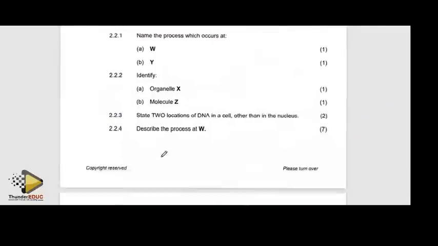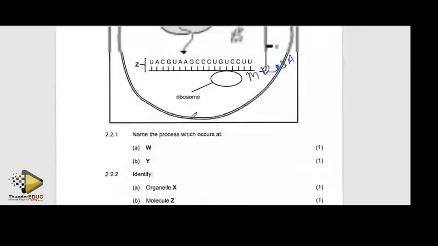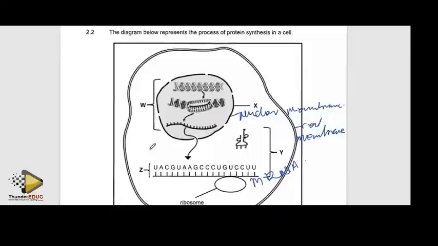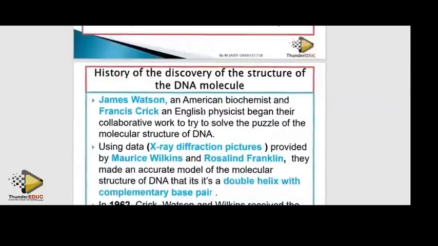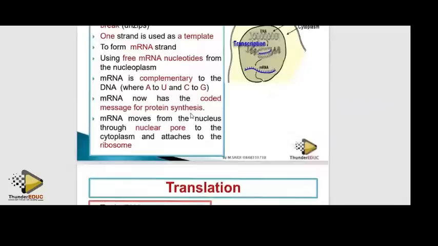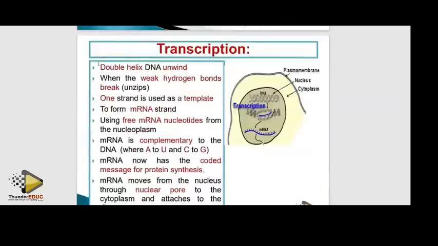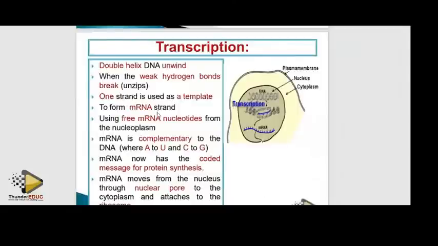Then another question they're asking: describe the process W. What is process W? They're looking for transcription. How do we explain transcription from our book? Transcription is being explained nicely. The DNA double helix unwinds. So basically, we give you a tick here. The weak hydrogen bonds break. Weak hydrogen bond breaking and unzipping is the same thing.